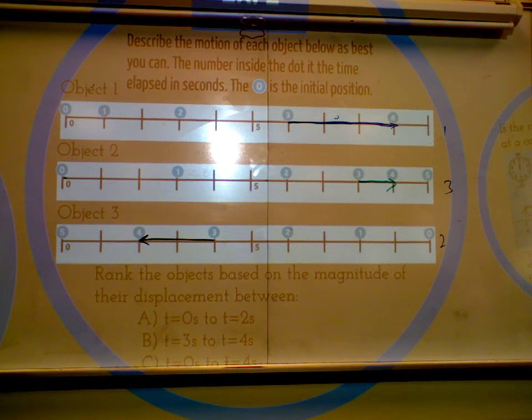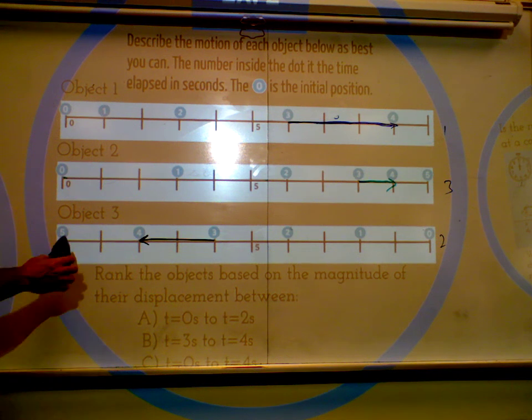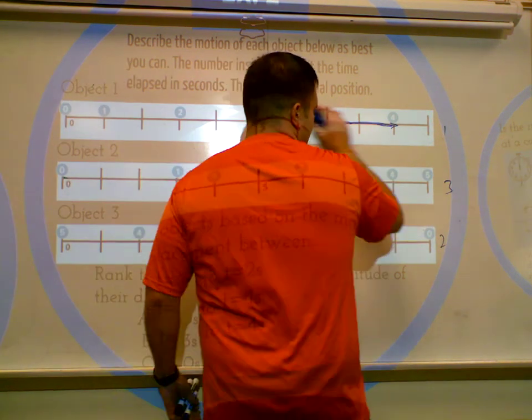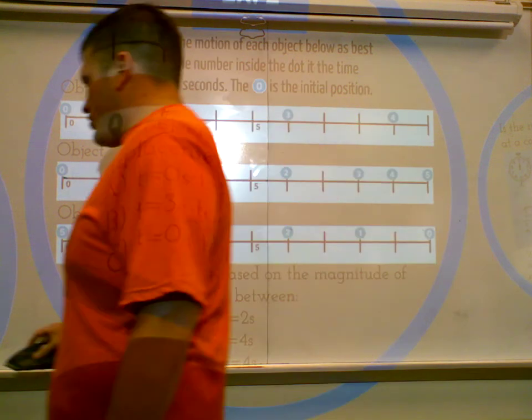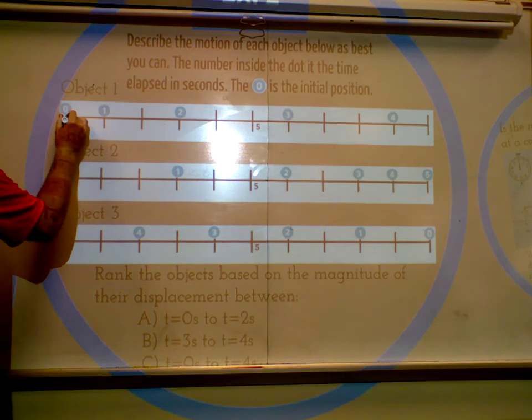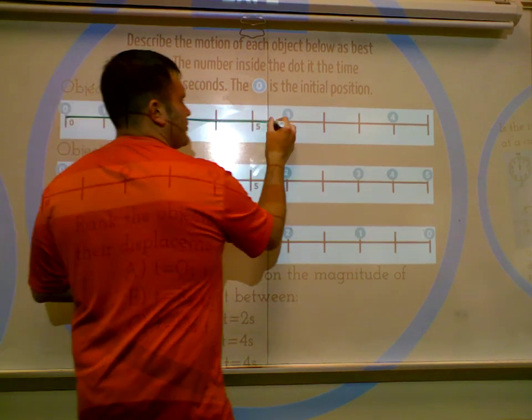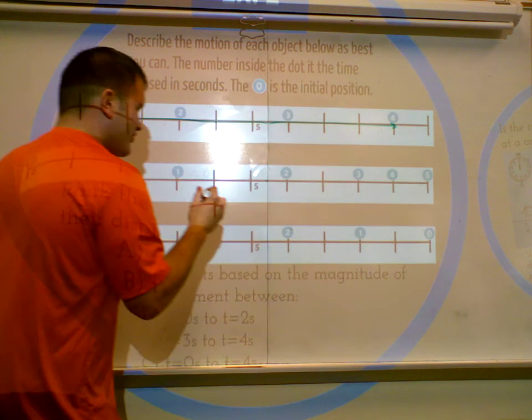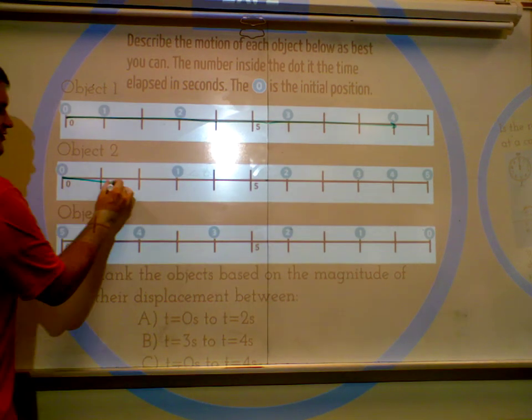Now the last one. From 0 to 4, that means my displacement vector starts where? At 0. And ends where? At 4. So, which one has the largest displacement? Object 1 and 2. They're equal. It was really rhetorical, just to get you guys thinking about it.